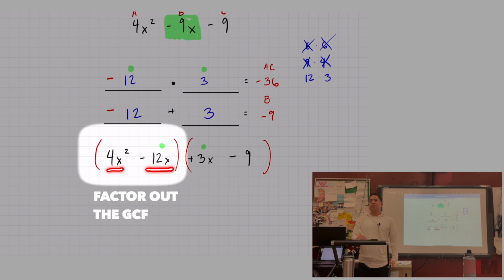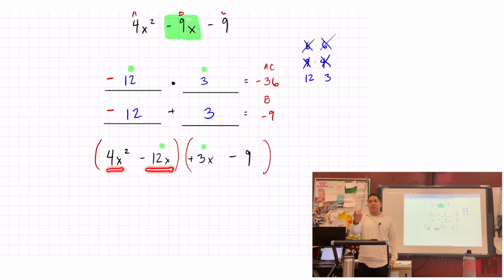What's the biggest number that you can divide? Greatest common factor of 4 and 12. You could take 2, but there's something larger. What'd you say? 4. So you can divide 4 and 12 by 4. Take that on the outside. Do they have a common variable? You can take out 1x.